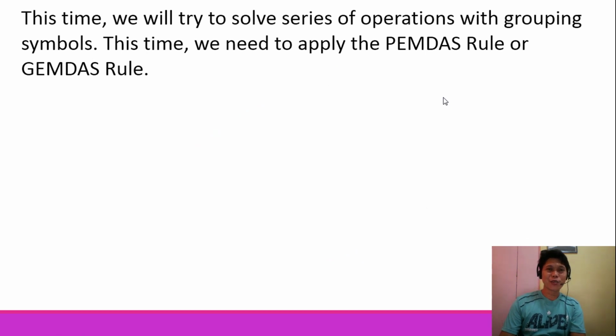This time we will try to solve series of operations with grouping symbols. This time we need to apply the PEMDAS rule or the GEMDAS rule. PEMDAS stands for parentheses, exponent, and MDAS. Or if we use GEMDAS, G stands for grouping symbols, exponents, and then MDAS. So it is the same. What's the difference is there are grouping symbols already. We have the parentheses, we have the brackets, and for the most complex, we have the braces.